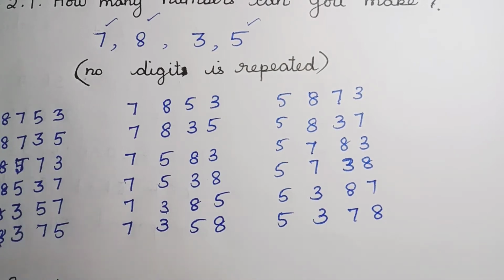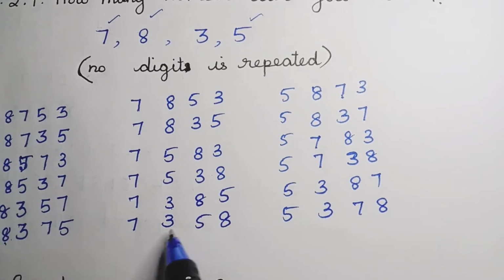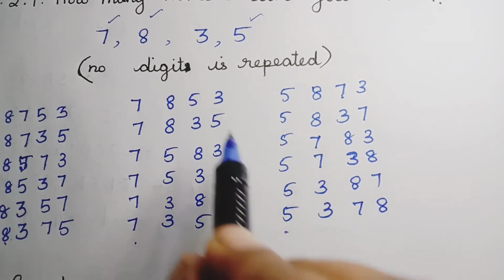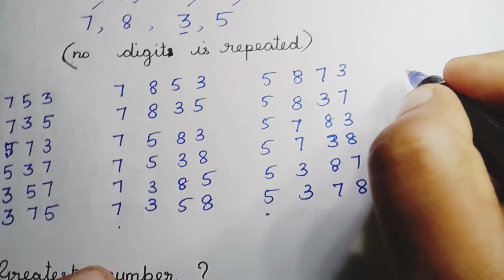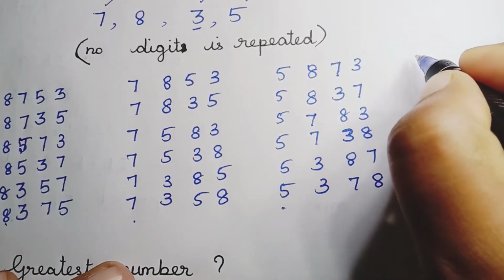That is, we are fixing the thousands place. 8 at the thousands place, here 7 at the thousands place, 5 at the thousands place. Then what is left out? 3, right. So we will take this 3. How will it be?